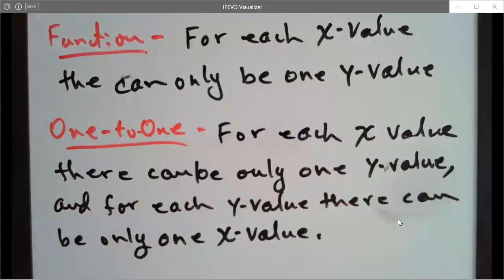So here we have a mapping diagram. Next, let's look at that.